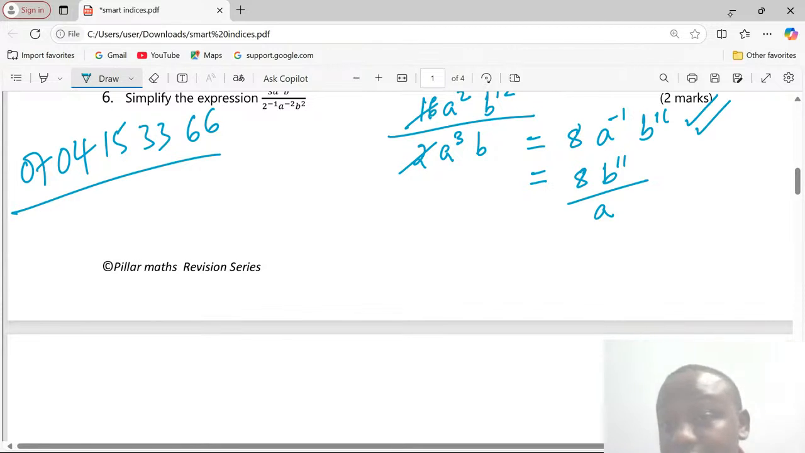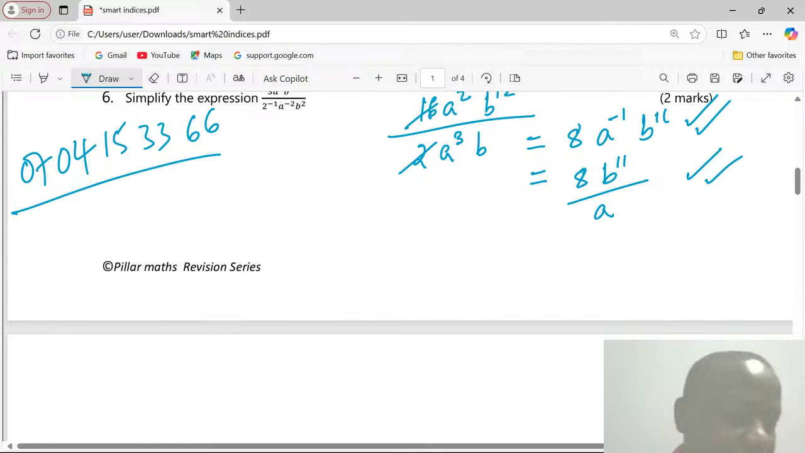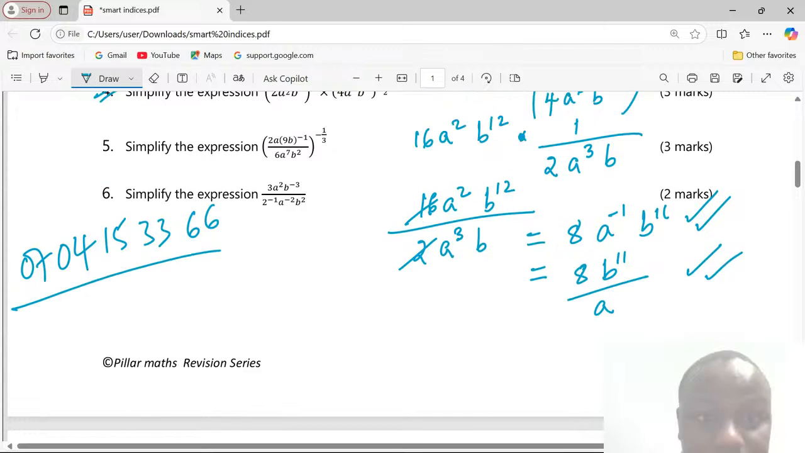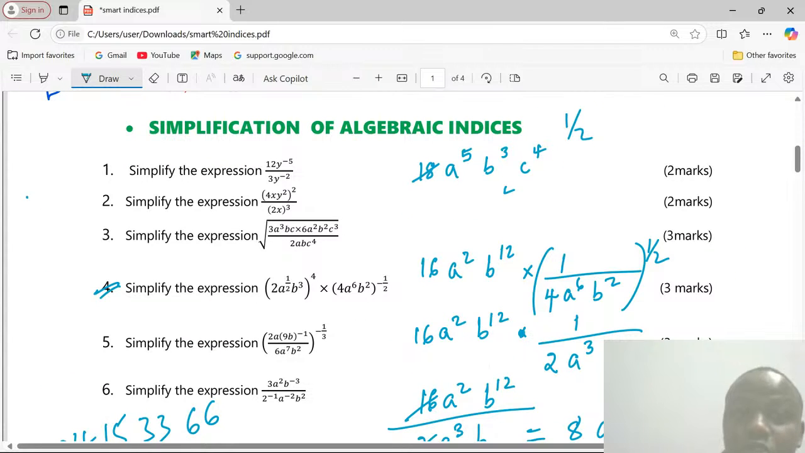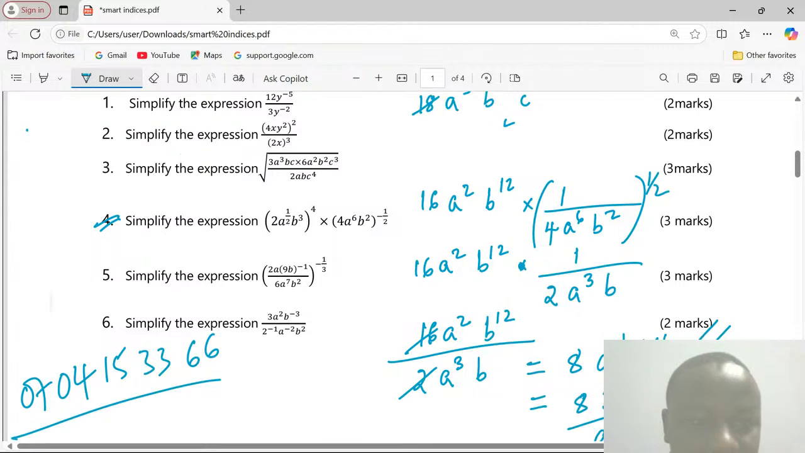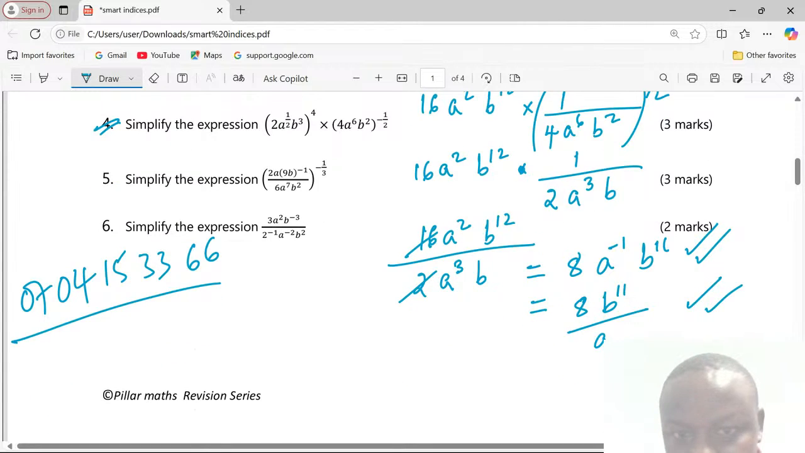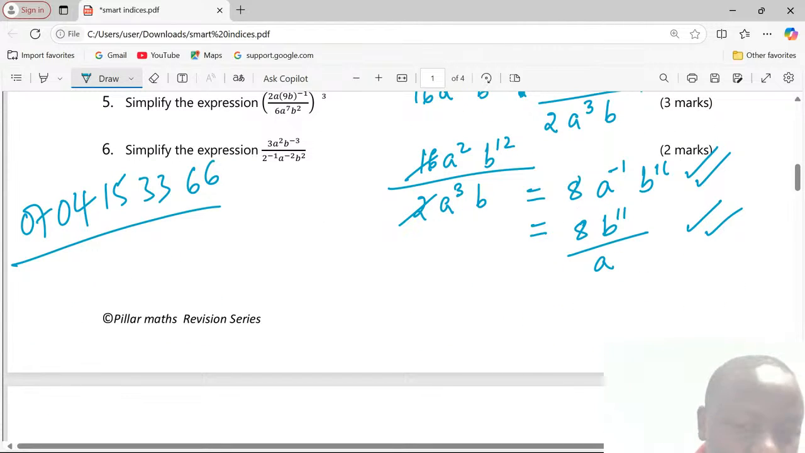This is already a correct answer, but we can simplify further by applying the negative law of indices. Then we take the reciprocal of a. So those are enough cases for the first type of setting, whereby we are talking of simplification of algebra. Please try number 5 and 6 at your own convenient time.